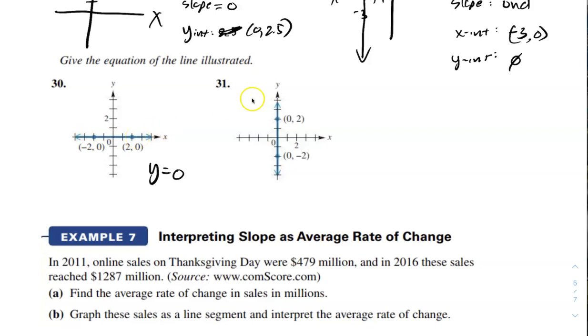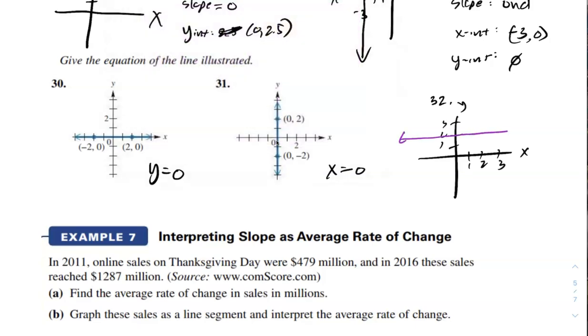And then this one is the same thing, but it's a vertical line, so it's going to be x equals something. And where did you see it cross? Again, it's at 0. Let me do another one because I don't feel great. I don't like when they're exactly the same. 1, 2, 3, x, y, 1, 2, 3. Let's draw a line that looks like this.